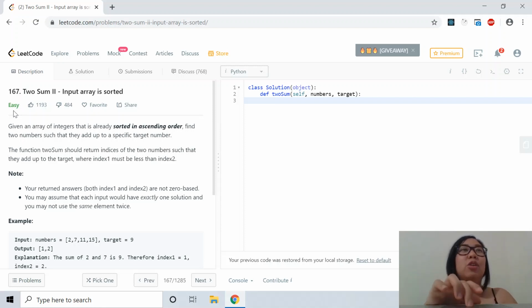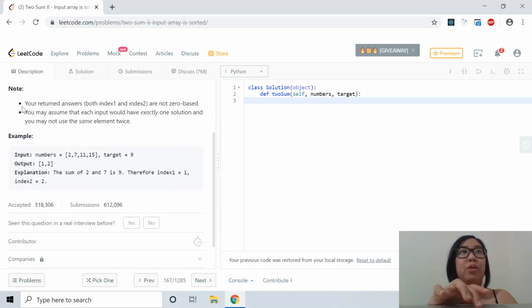it. So given an array of integers that is already sorted in ascending order, find two numbers such that they add up to a specific target number. The function twoSum should return indices of the two numbers such that they add up to the target, where index 1 must be less than index 2. Note, your returned answers, both index 1 and index 2, are not zero-based. You may assume that each input would have exactly one solution, and you may not use the same element twice.